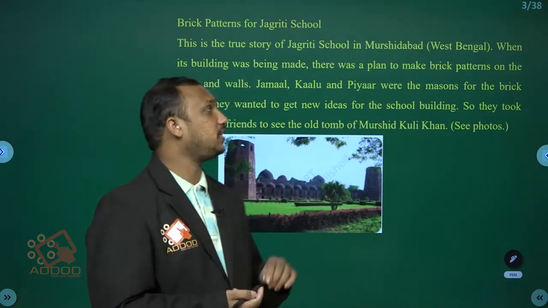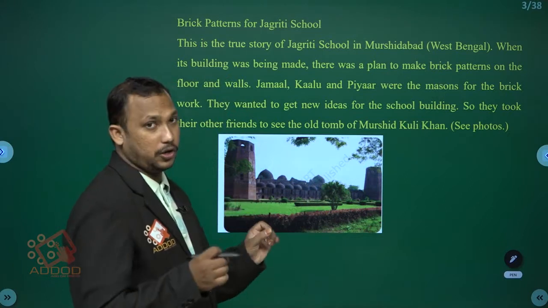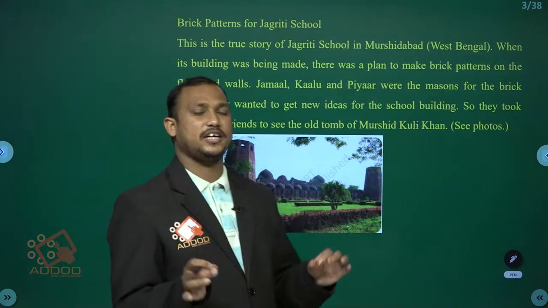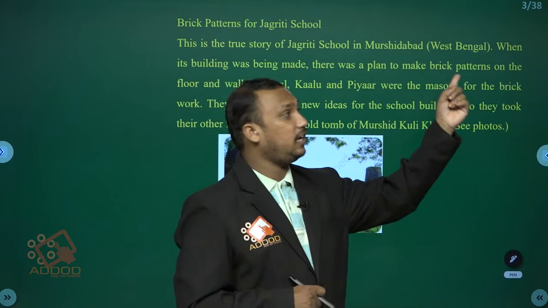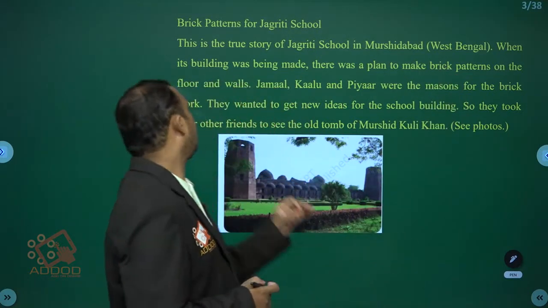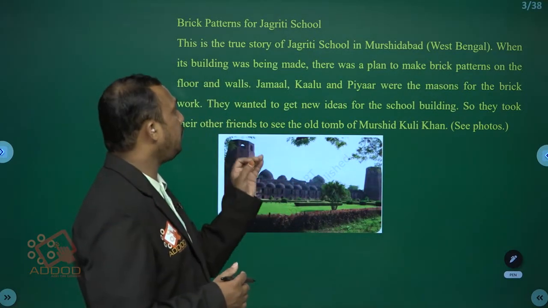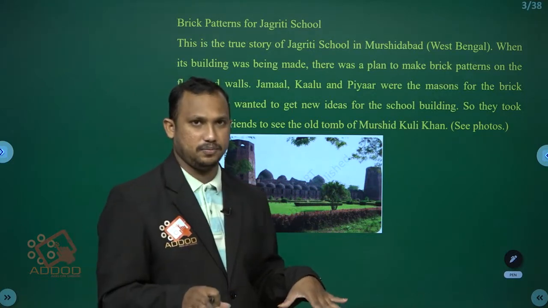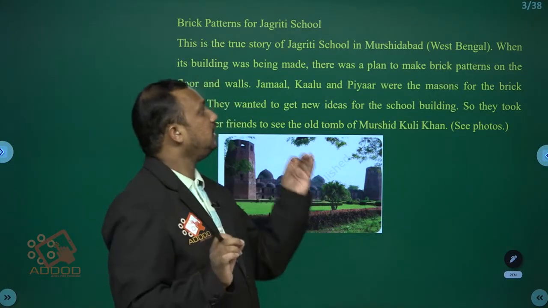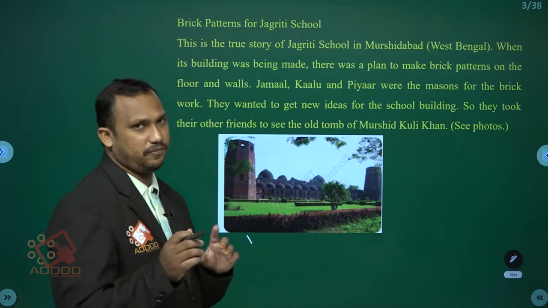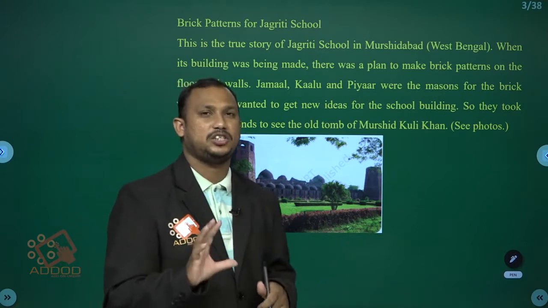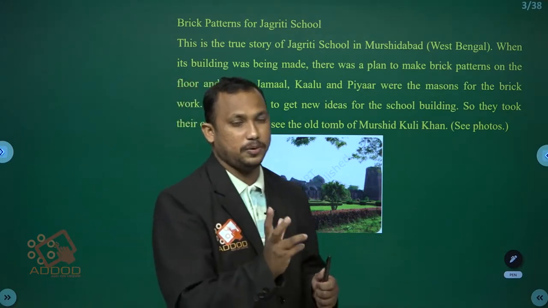First, see here, this is the true story of Jagriti School. It is in Murshidabad, West Bengal. When the building was being constructed, there was a plan to make brick patterns. It means the school should not look like other old schools. It should look different.